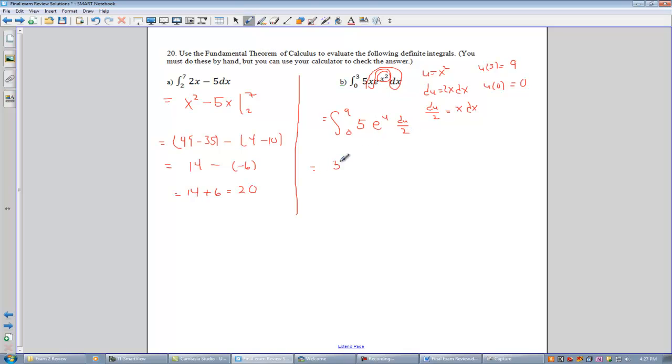And so this is equal to, let's pull out the 5 on top and the 2 on bottom, so 5 halves, the integral from 0 to 9 of e to the u du, which is relatively easy to integrate. It's just 5 halves, the integral of e to the u is e to the u, from 0 to 9. Then we plug in, so we get 5 halves e to the 9th minus 5 halves e to the 0, which is the same as, if you want, you can pull out the 5 halves, and you get e to the 9th minus 1 for your answer.